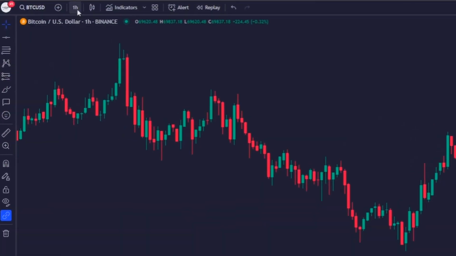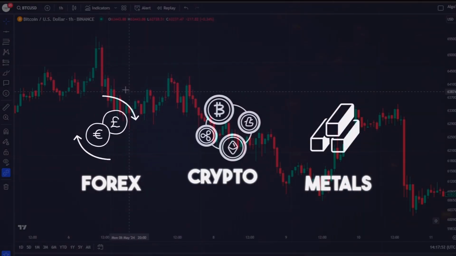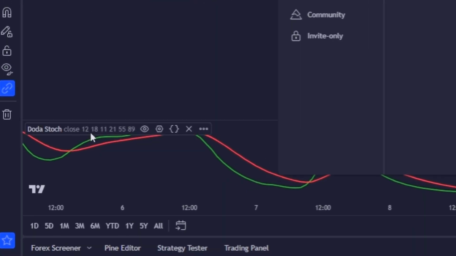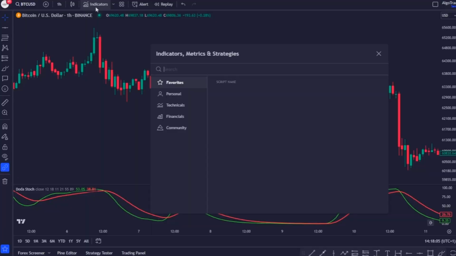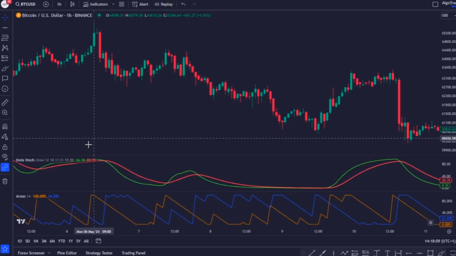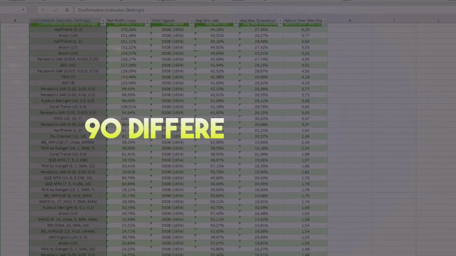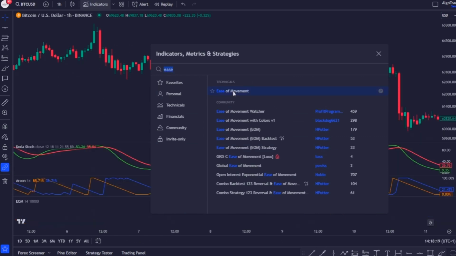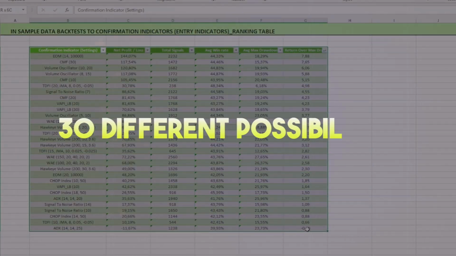For those who don't remember, my current strategy for the 1-hour time frame for trading Forex, crypto and metals includes the C1 indicator, the stochastic with settings 12, 18 and 11, which proved to be the most consistent choice after testing 100 different options. Then the exit indicator, which is the Rune with the length of 14, selected as the best choice after analyzing 90 different options. And lastly, we have the volume indicator, which is the Ease of Movement with the default settings, the best indicator after testing 30 different possibilities.